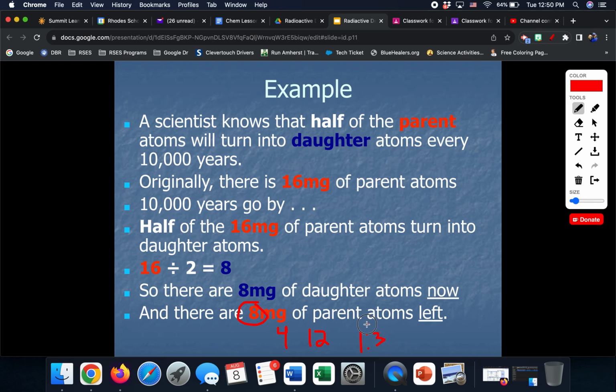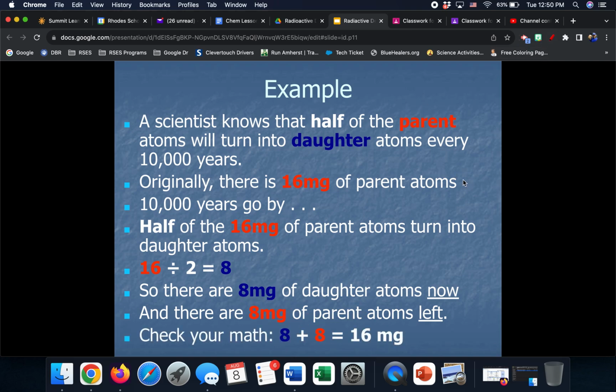So if we find a 1-to-3 ratio, we know that's 20,000 years. If we find a 1-to-1 ratio, we know that's 10,000 years. And then any ratios in between, the closer it is to 1-to-1, the closer it is to 10,000 years, and the closer it is to 1-to-3, the closer it would be to 20,000 years.